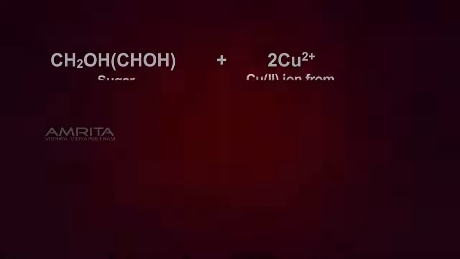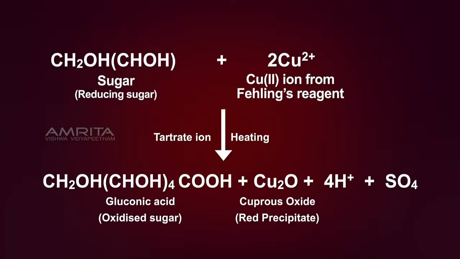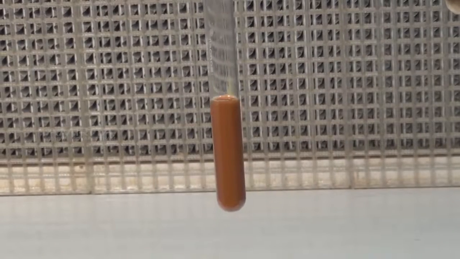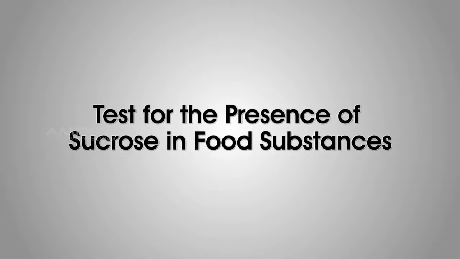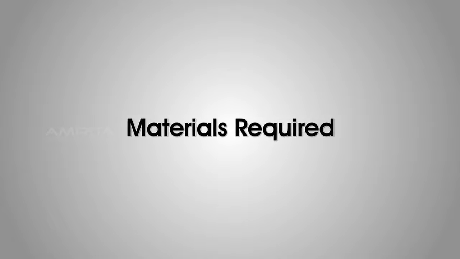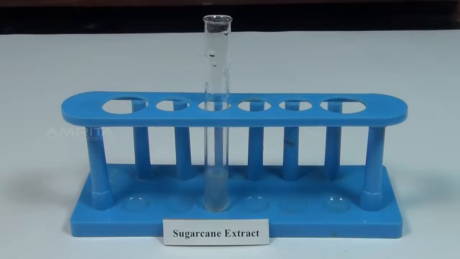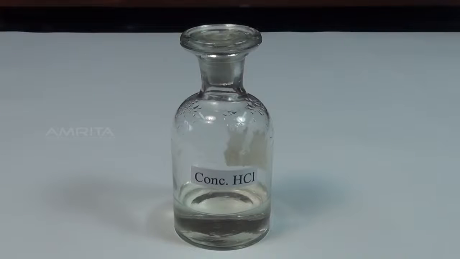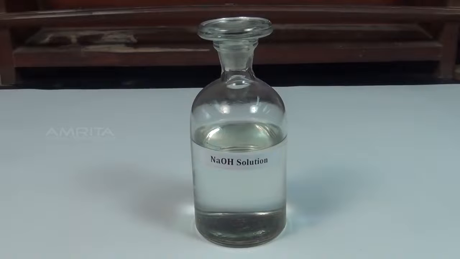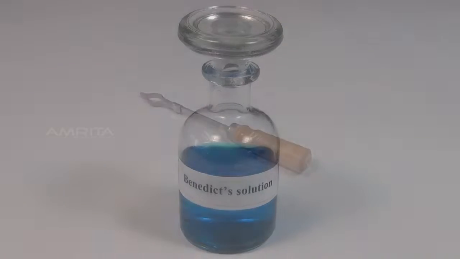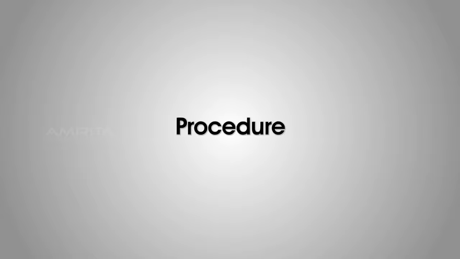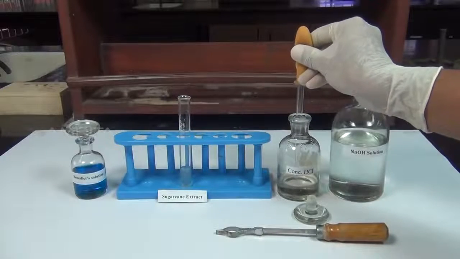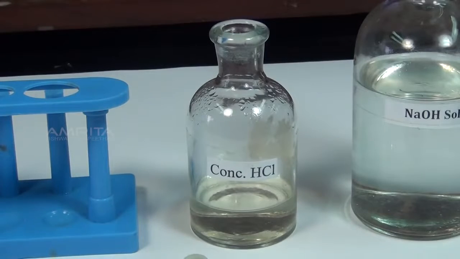Conclusion: the cupric ion present in Fehling solution is reduced on boiling by the reducing substance sugar to form the brick red colored precipitate of cuprous oxide. Now, we can test the presence of sucrose in food substances. Materials required: sugarcane extract in a test tube, concentrated hydrochloric acid, sodium hydroxide solution, Benedict's reagent, test tube holder, dropper and a burner. Procedure: using a dropper, take a small quantity of concentrated hydrochloric acid.